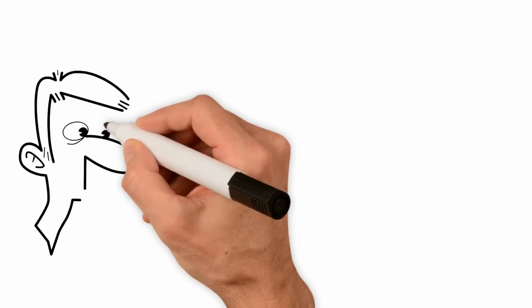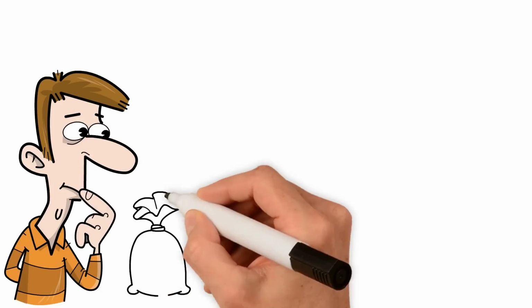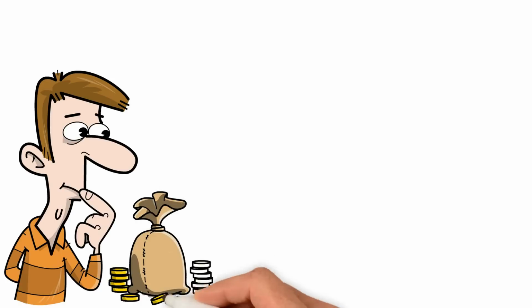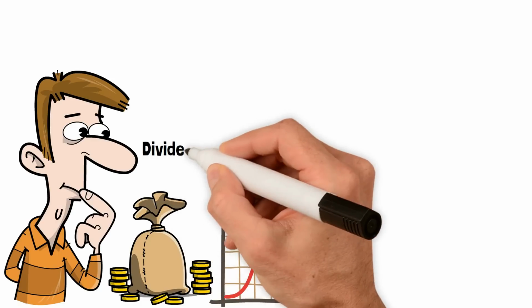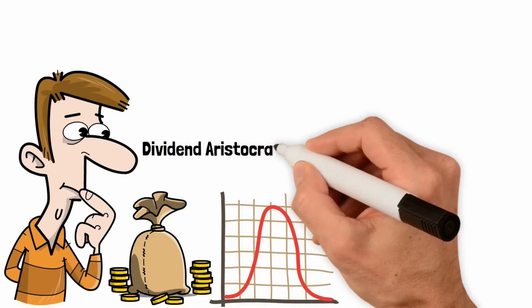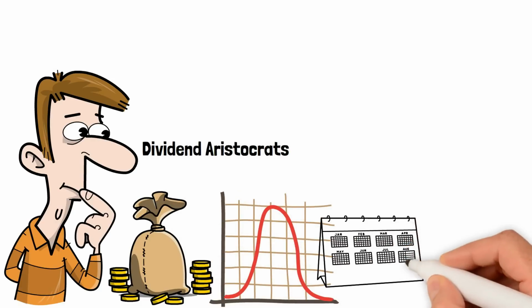Have you ever wondered if you're truly maximizing your returns with SCHD? What if I told you that certain stocks within SCHD are significantly undervalued right now, and cherry-picking just a handful of these dividend aristocrats could potentially double your returns over the next decade?